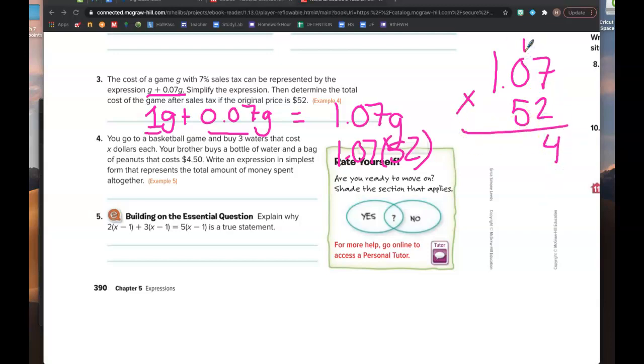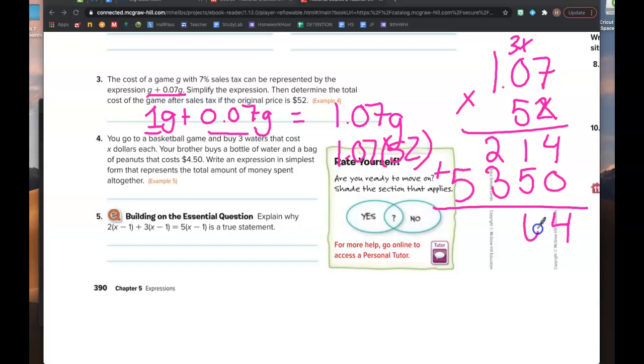2 times 0, 0, plus 1, 2 times 1, 2. 5 times 7, 35. 5 times 0, plus 3, 5 times 1, 5. Add them together. 4, 6, 5, 5, and the decimal was 2 places. So I move my decimal twice here, so I have to move it twice there. So my cost would be $55.